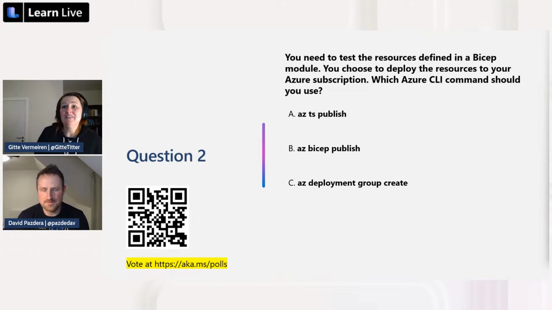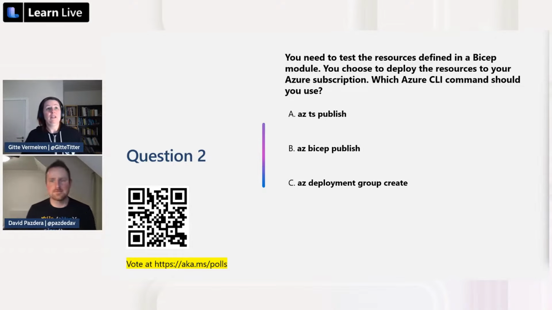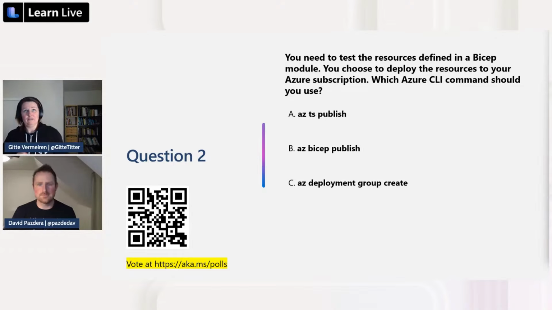Now, in this case, you need to test the resources that are defined in a Bicep module, and you choose to deploy the resources to your Azure subscription. So this is about deploying the resources. What Azure CLI command should you use to deploy the resources to your Azure subscription? Should you A, use AZTS publish? Should you B, use AZ Bicep publish? Or should you C, use AZ deployment group create?